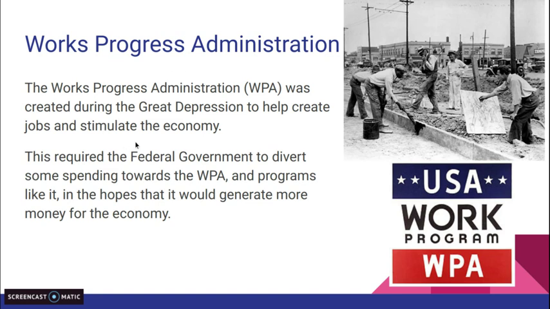So this required the federal government to divert some spending towards the WPA, the Works Progress Administration, and programs like it in the hopes that it would generate more money for the economy. So the goal was to get more money into more people's pockets so that they could stimulate the economy. They wanted to make the economy active because as we spend our money in the economy, it encourages growth.